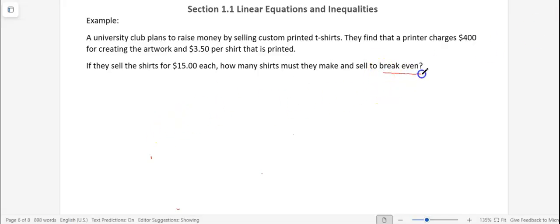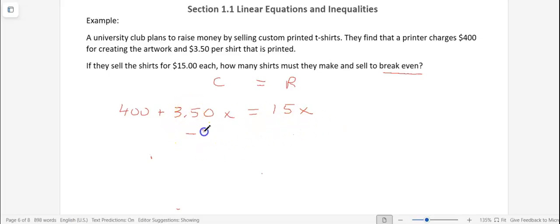Okay, so we want to look at what the break-even point is. So if they charge $400 plus $3.50 for each shirt, and if they sell the shirts for $15 each, then how many shirts must they sell? So we're going to put equals 15 times X. This will be the break-even point because this is what they're selling them for. So this is our revenue, and this is our costs, 400 plus $3.50 per shirt. So we're just going to solve for X.